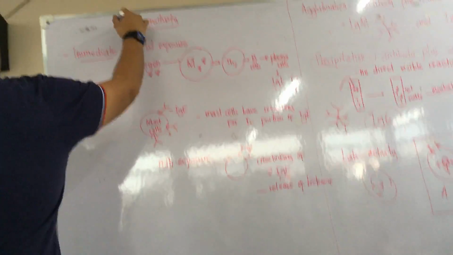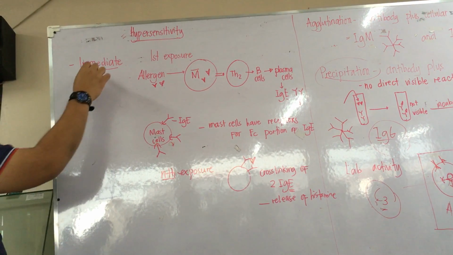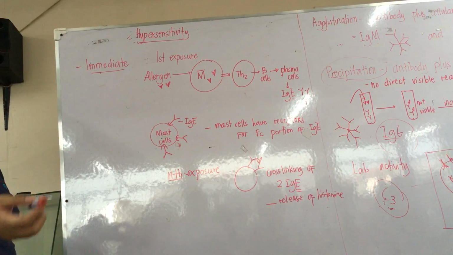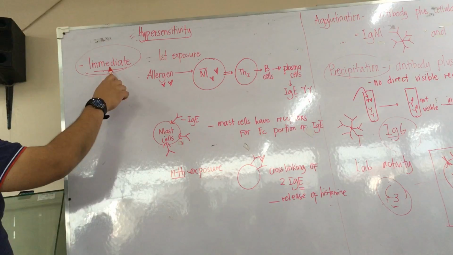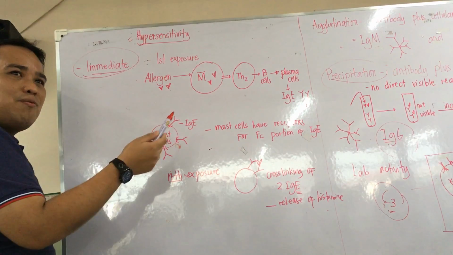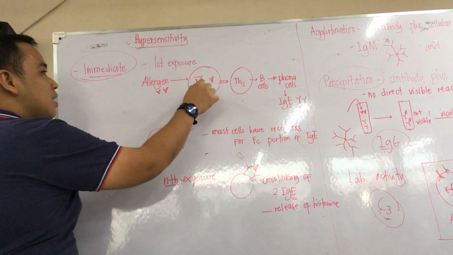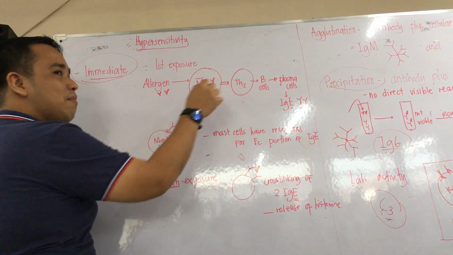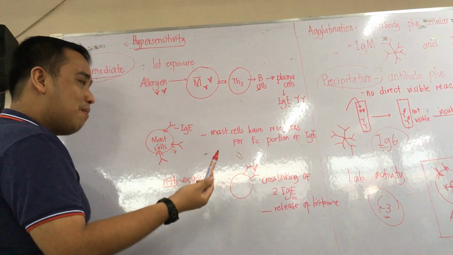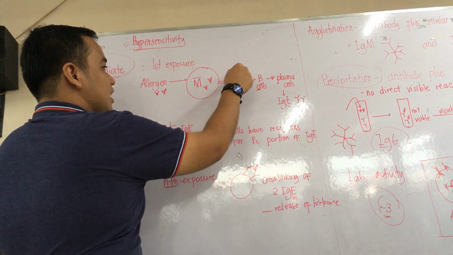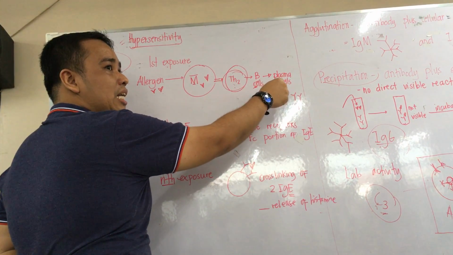Tapos this will be thoroughly discussed in your lecture, the second experiment, the immediate versus the delayed type of hypersensitivity. But we'll just have an overview lang so that you'll know what you're doing. Immediate, basta pathophysio niya, if you are first exposed to the allergen, what your body will do is, the macrophage will present the allergen to T helper 2, T helper 2 activates B cell to become plasma cells, and if this is T helper 2, B cells will most likely become IgE producing cells.